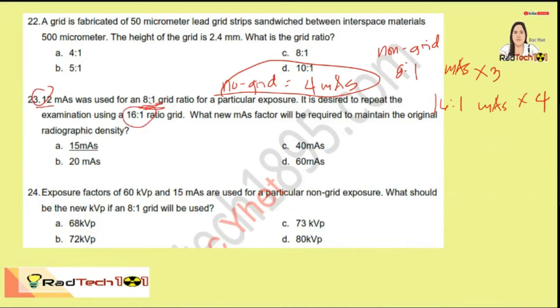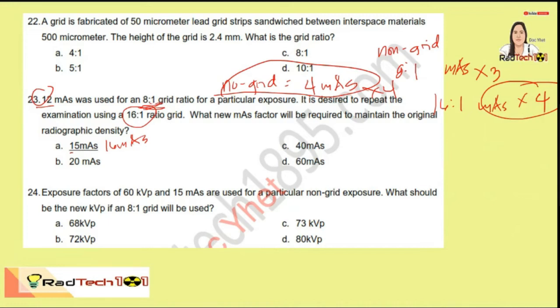Kapag 16 is to 1, so from no grid to 16 is to 1, sabi ko is times 4, so therefore, 4 times 4, that is 16 MAS. So, nagkamali na ako ng type dito. Actually, this is 16 MAS. Pero halimbawa, kung sa board exam, ganito yung lumabas, yung pinakamalapit kapag nag-round off tayo. Okay, so that is letter A.